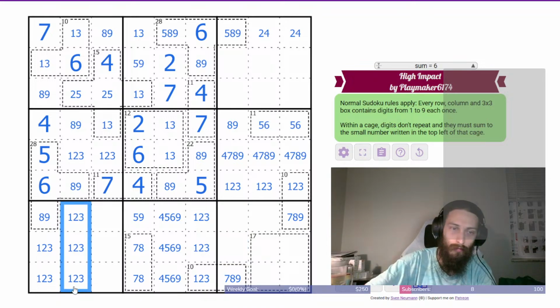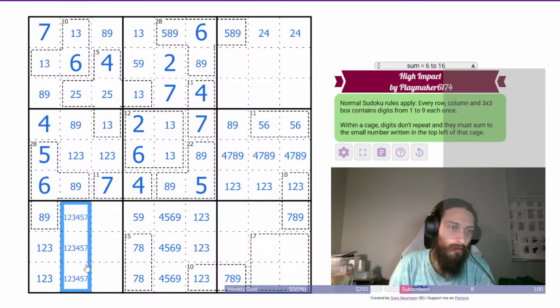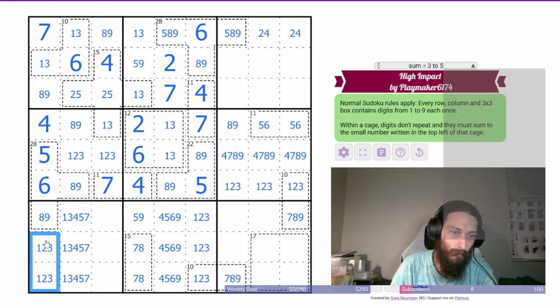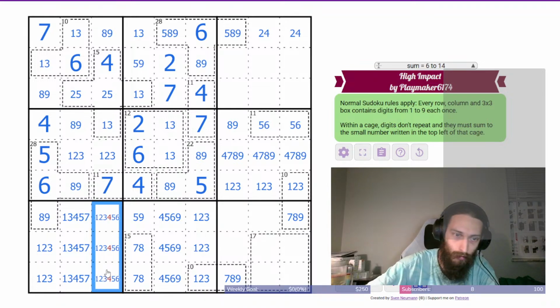What about this? 8 and 9 are out. So is 6. So is 2. This 2 has to be one of these two. Two has to be one of those. So 2 has to be 2, 4, 7.